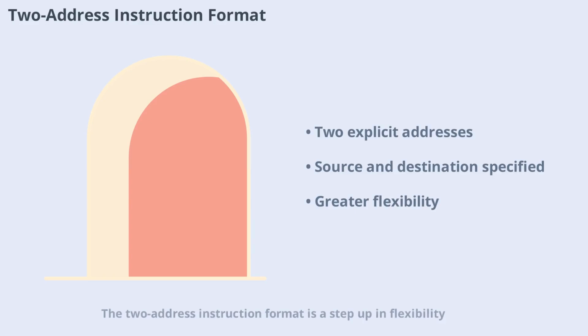The two-address instruction format is a step up in flexibility. Each instruction specifies two addresses, typically one for the source and one for the destination. For example, an instruction like ADD A, B would add the value at B to the value at A, storing the result back in A. This format allows for more complex operations without requiring as many instructions, but the instruction size is slightly larger to accommodate both addresses.